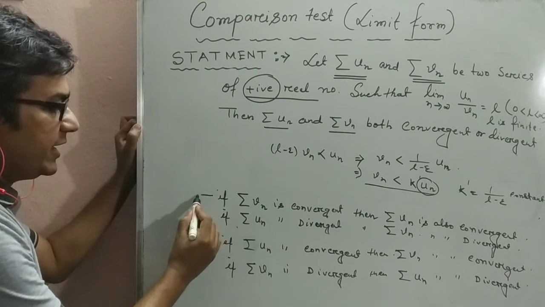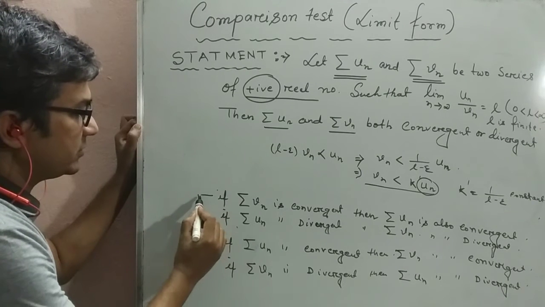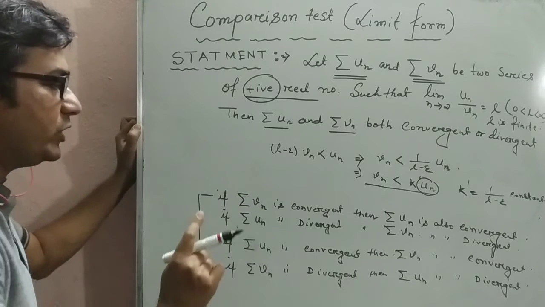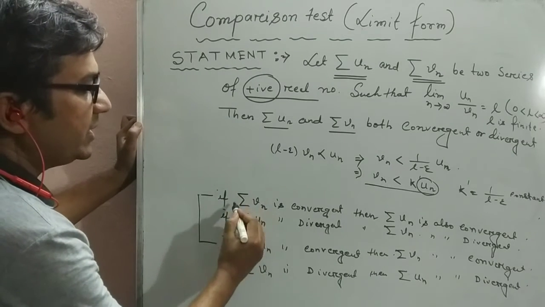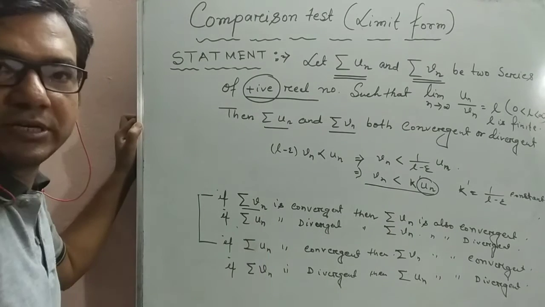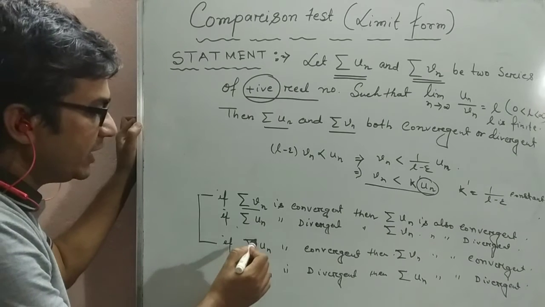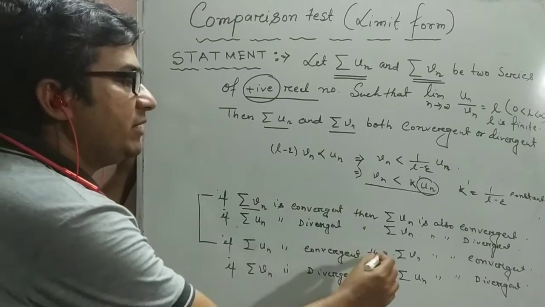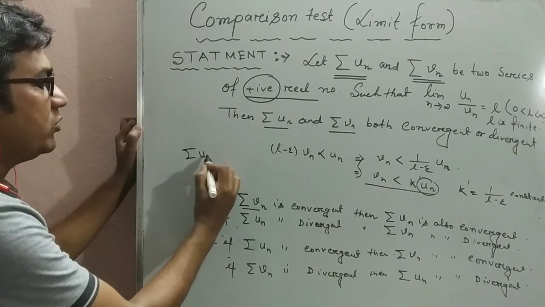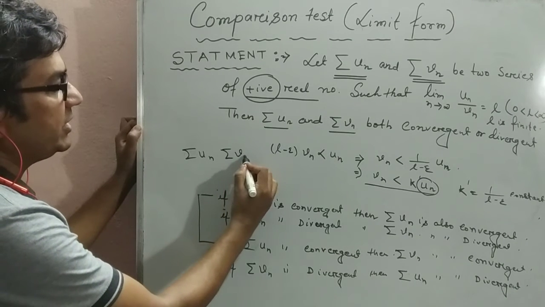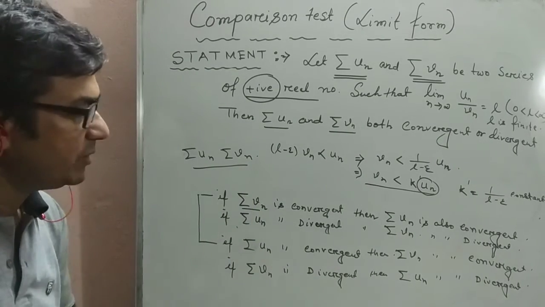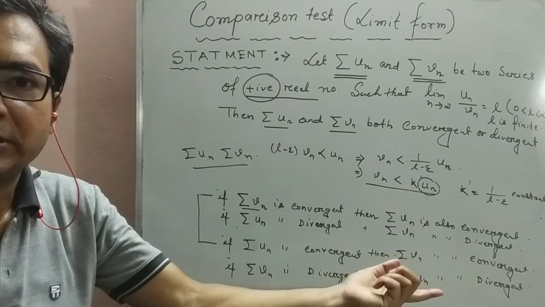The first line and the third line. If we combine the first line with the third line, then we say that here if vn is convergent, then un is convergent. And here, if un is convergent, then vn is also convergent. So we say that summation un and summation vn are convergent together. If one is convergent, then the other is convergent. Okay.